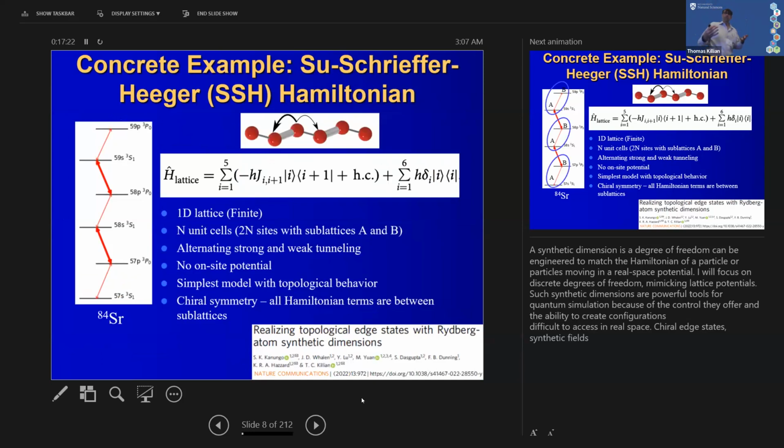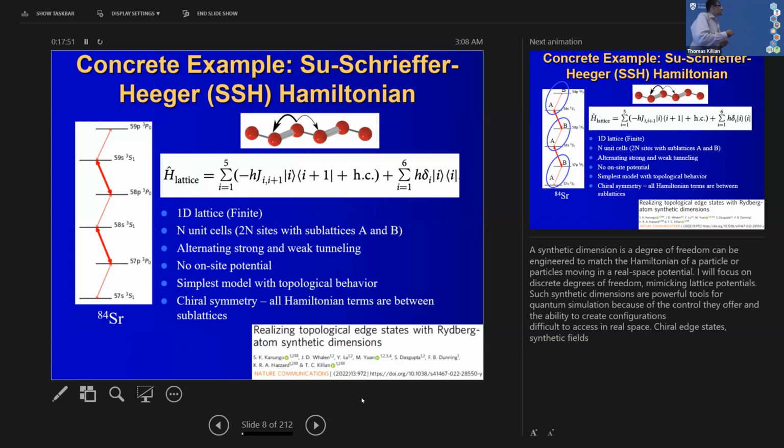So as we set the system up and wanted to explore its possibilities, we had to choose a nice system that we could use, one that we understood enough, but also had some interesting physics to try to show. And so we chose the SSH Hamiltonian. So that is a one-dimensional system. It's an analog of an electron hopping on a polyacetylene molecule with alternating strong and weak bonds.